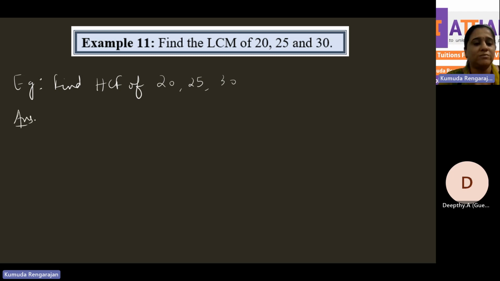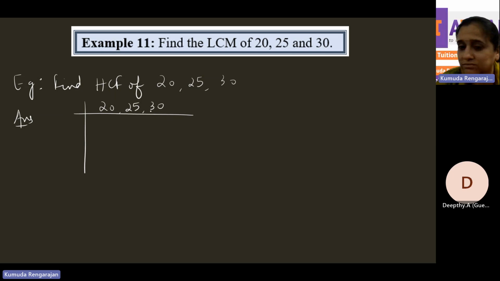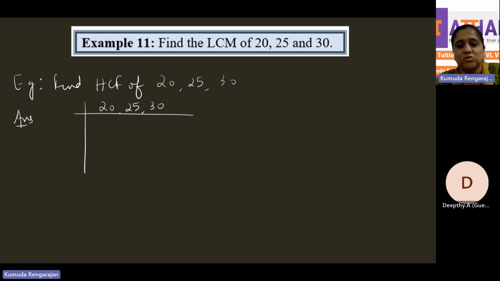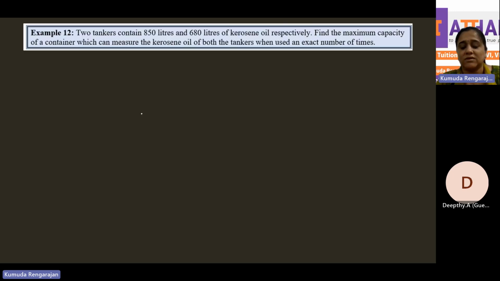How do you find the HCF of the numbers? Ma'am, what about example 12? No, I'm coming back. I have to tell you how to find the HCF of the numbers to complete this answer. Yes.